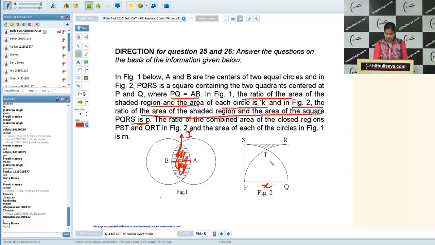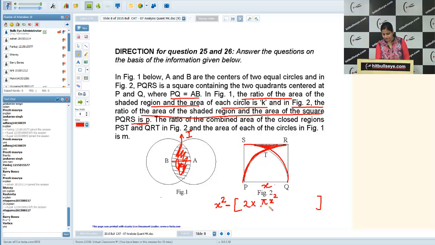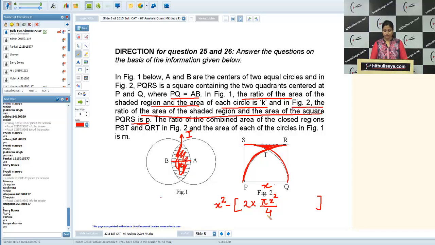Now we want to find, in figure 2, the ratio of the area of the shaded region. We want to find this area. How can we find this area? First of all, we will take the square area, which is x square. Out of this, we will subtract this quadrant twice. Why so? Because there are two circular quadrants with the radius of x. So twice of what is the quadrant area? Circle by 4, so it will be pi x square by 4.